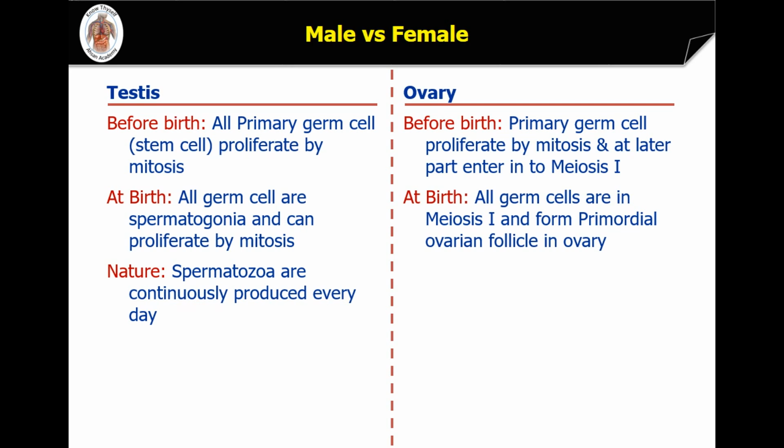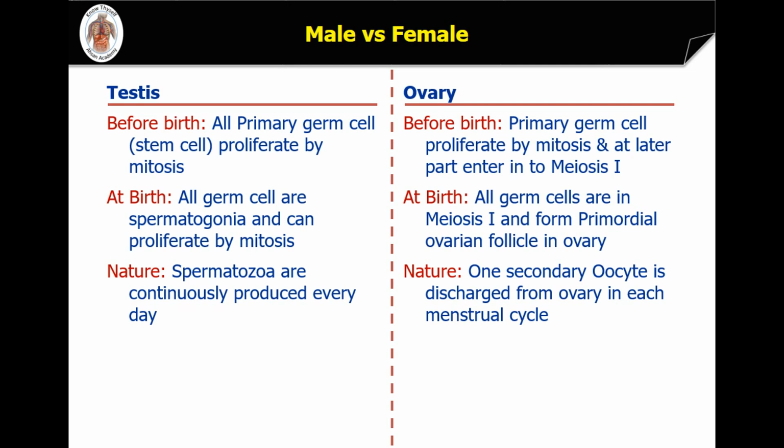The spermatozoa are continuously produced every day, and in the female, each cycle 12 to 15 oocytes undergo change, and a secondary oocyte is discharged from one of the ovaries in each menstrual cycle. So though 12 or 15 start maturation, only one succeeds, and only one ovary shows ovulation, and the others degenerate.